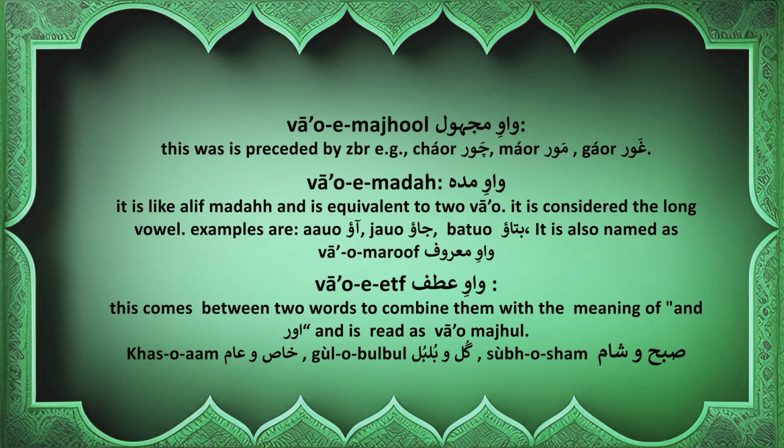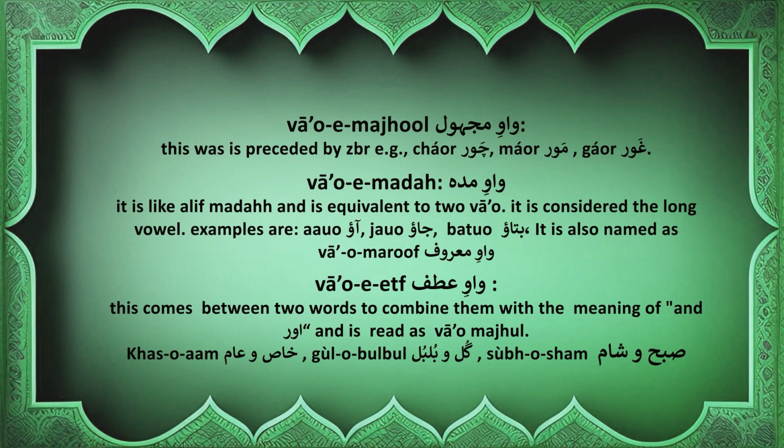Third vav is vav madda. It is like alif madda and is equivalent to two vav. It is considered the long vowel. Examples are आओ, जाओ, बताओ. It is considered a long vowel, so it will give a long sound, or a sound like a long vowel.